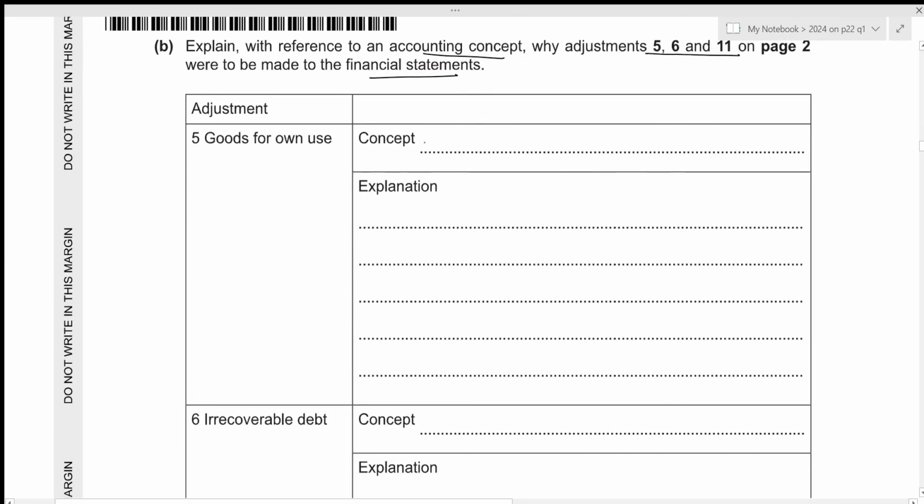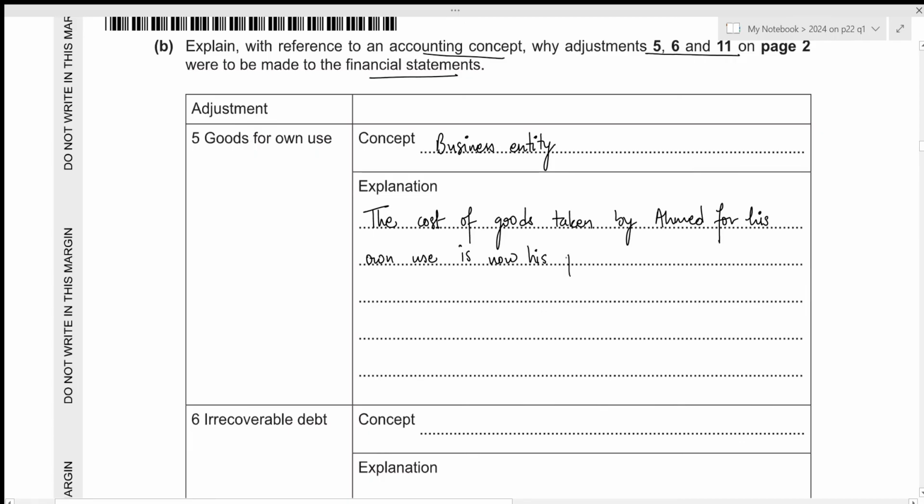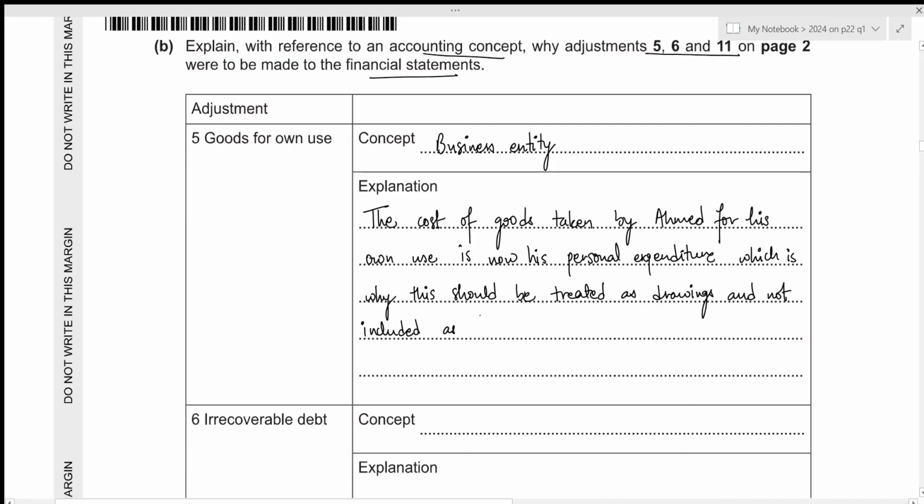So goods for own use will be the business entity concept. And in this case, the cost of goods taken by Ahmed for his own use is now his personal expenditure, which is why this should be treated as drawings and not included as business expenditure.